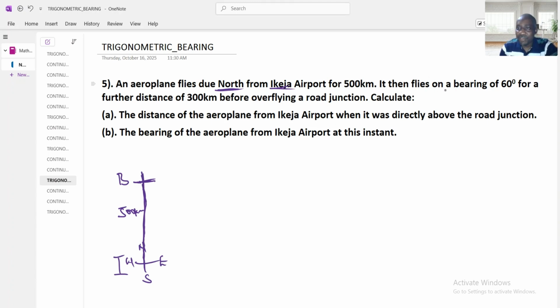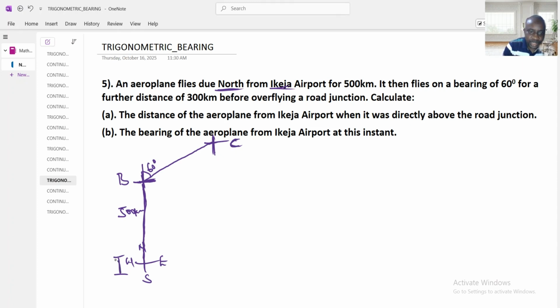Then again, it flies on a bearing of 60 degrees for a further distance of 300 kilometers. Let me write 60 degrees here. The question is now asking us, let me call where it stops here, above the road junction, overflying a road junction. Let's call this point C.